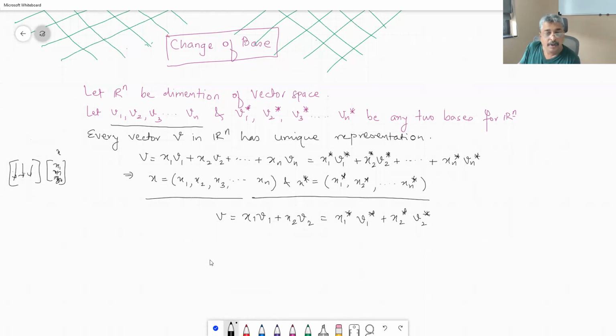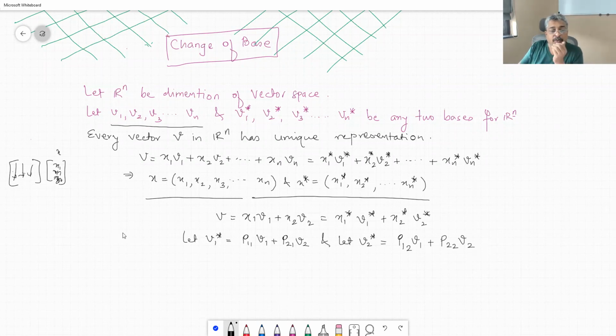So let v1 star be equal to p11 v1 plus p21 v2. And let v2 star be equal to p12 v1 plus p22 v2. Now this is important.